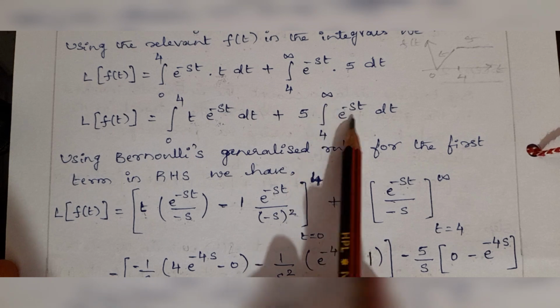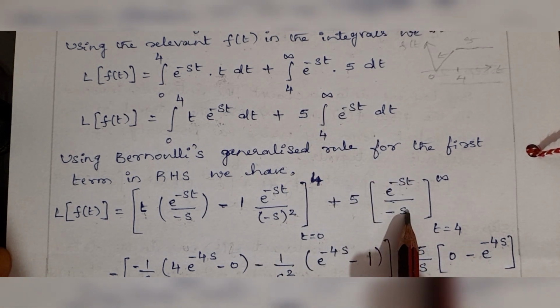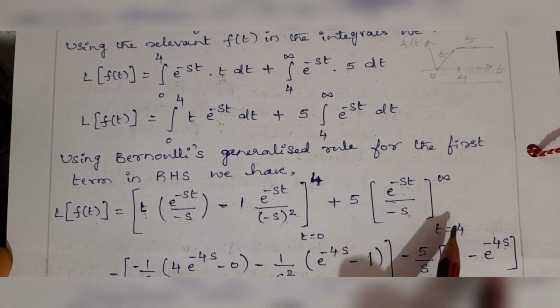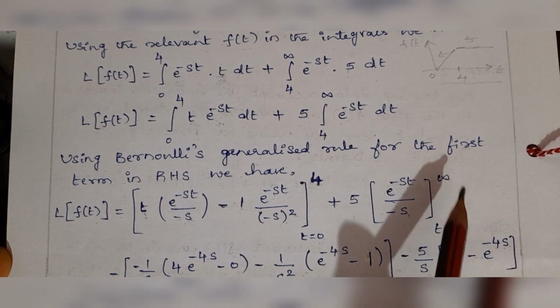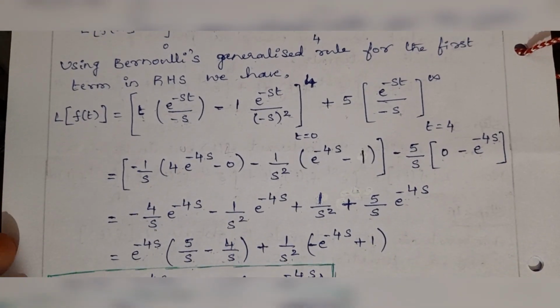Next, the integration of e power of minus st is e power of minus st divided by minus s. Next, write down the limit t equal to 4 to infinity.